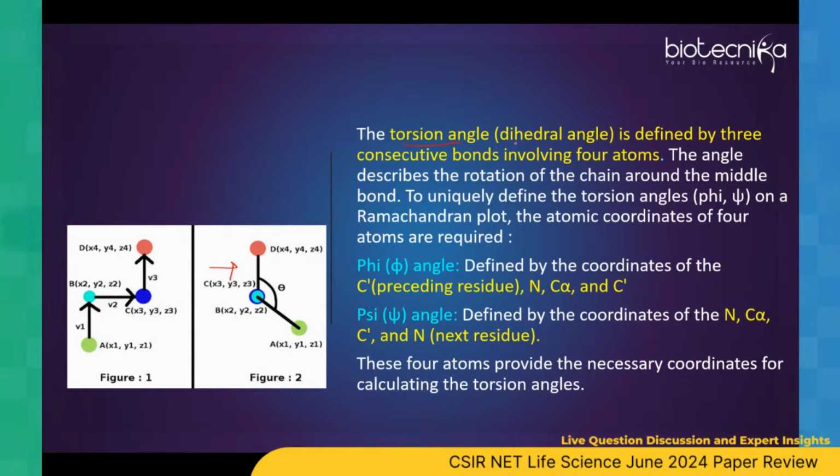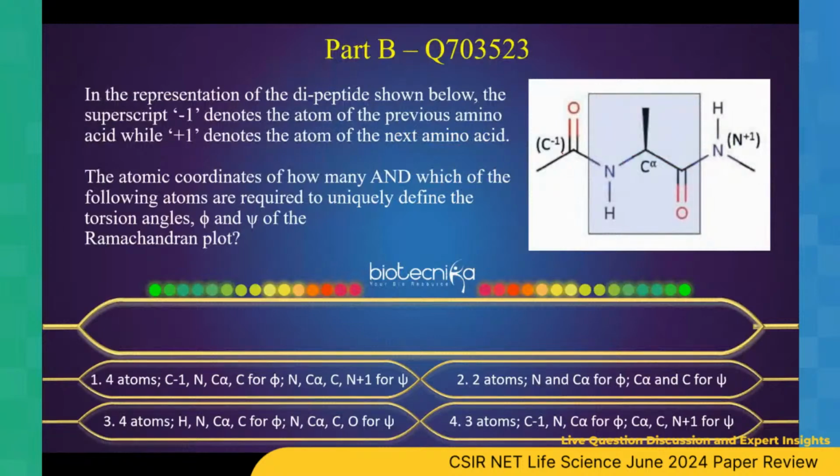The torsion angle, dihedral angle, is defined by three consecutive bonds involving four atoms. The angle describes the rotation of the chain around the middle bond. To uniquely define the torsion angle on a Ramachandran plot, atomic coordinates of four atoms are required. So phi angle is defined by, so if I show you, one is the C alpha. C alpha means of the preceding residue.